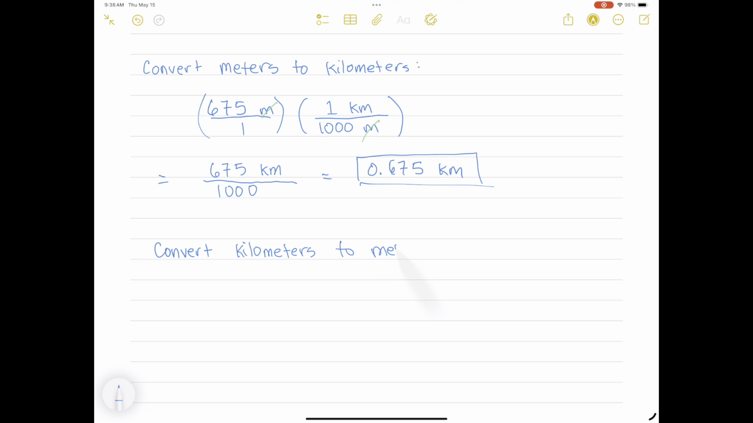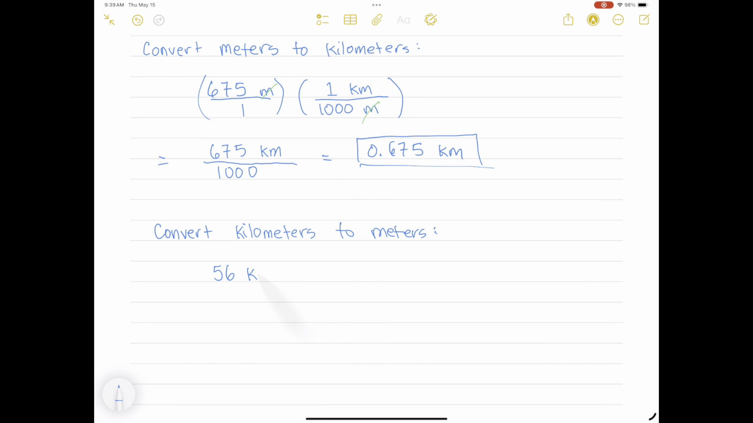This method of using the units to set up the equation also works when you convert kilometers to meters. So to convert 56 kilometers to meters, you think of it as 56 kilometers over 1 times 1,000 meters per kilometer. The kilometers in the numerator cancel with the kilometers in the denominator, and you end up with 56 times 1,000 meters to get 56,000 meters.